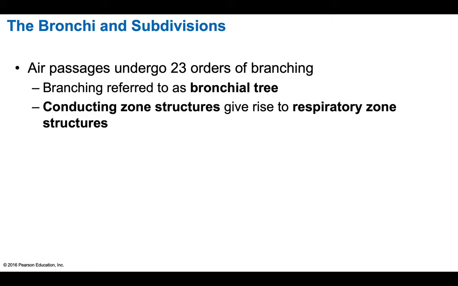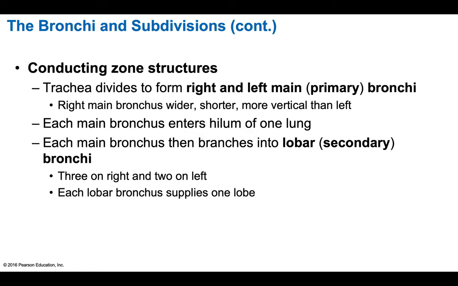All right, so let's move on to the bronchi and the subdivisions. So the air passageways in the lungs branch repeatedly about 23 times in a pattern that's often called the bronchial tree. Now, at the terminal end of the bronchial tree, the conducting zone structures give way to the respiratory zone structures. Looking at the conducting zone structures, we can say that at about the level of T7, the trachea divides to form the right and left main bronchi. It can also be called the right and left primary bronchi.